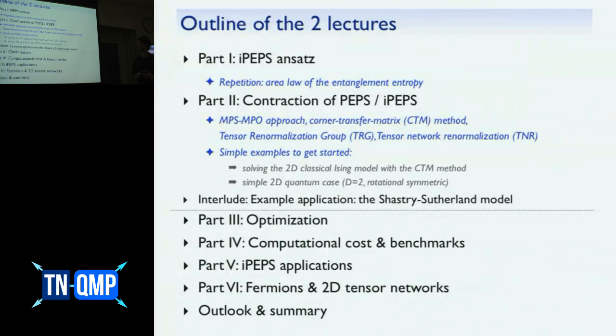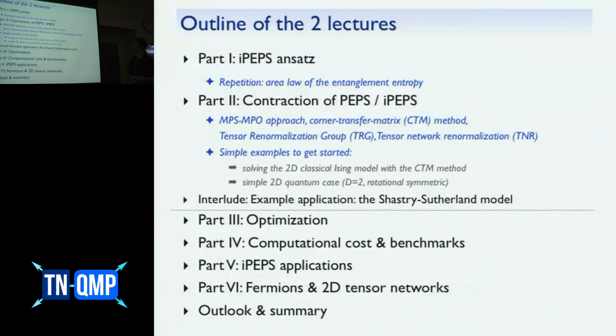Then I will also use some time to go through some simple examples that I find useful if you want to get started and implement something on your own. It turns out if you, for example, implement a CTM for the 2D classical Ising model, this is a very simple code which you can do essentially in a few lines. So that's a very good starting point. You can try this on your own, and I will also provide you some example codes that you can study if you want to try this out.